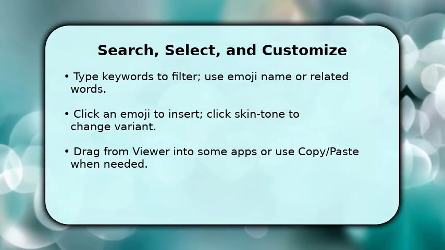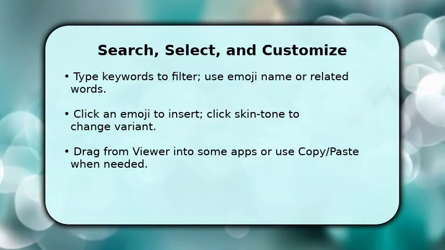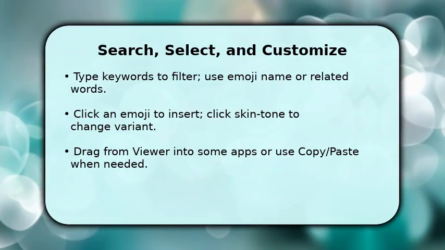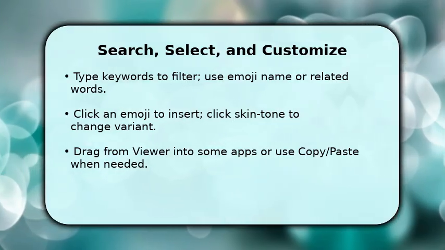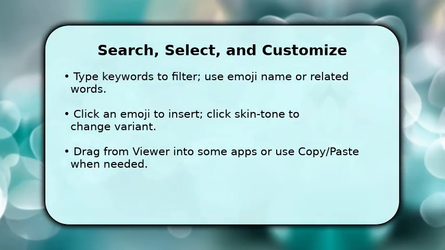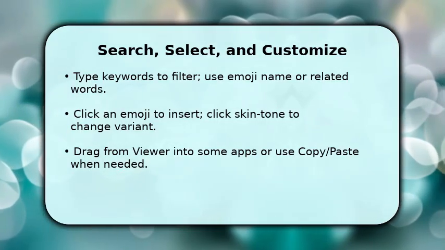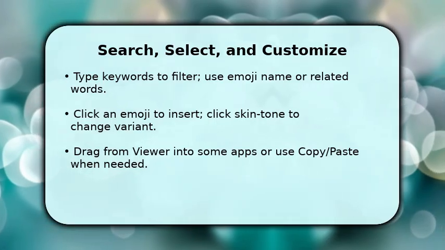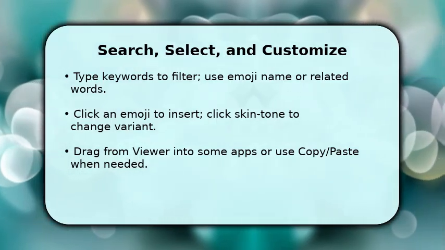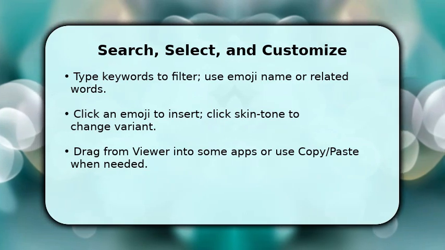Click an emoji to insert it where your cursor sits, and if a variant exists, choose a skin tone or gender modifier. Make sure to click the small pop-up variant before inserting. In apps that support it, you can also drag an emoji from the viewer into your document, or right-click to copy and paste if insertion fails for any reason.